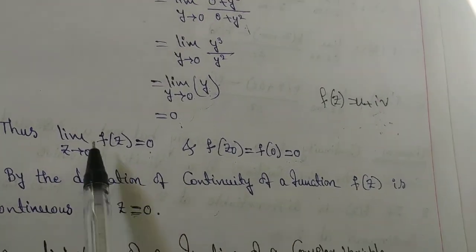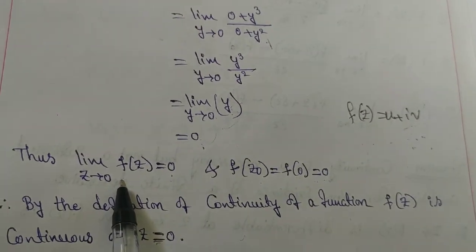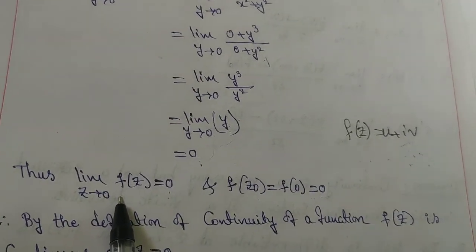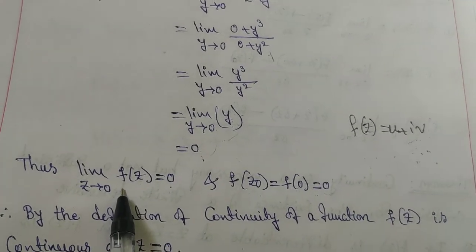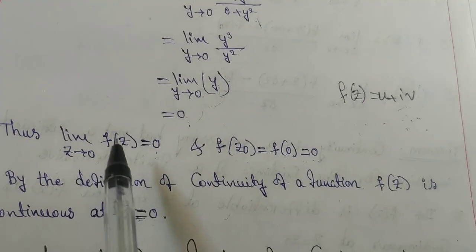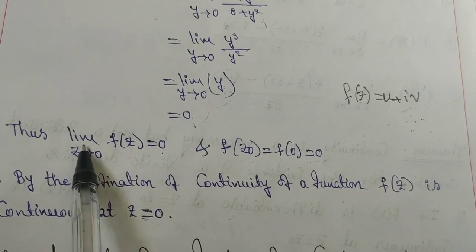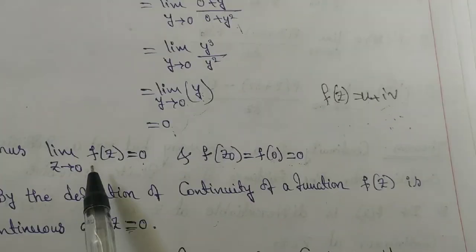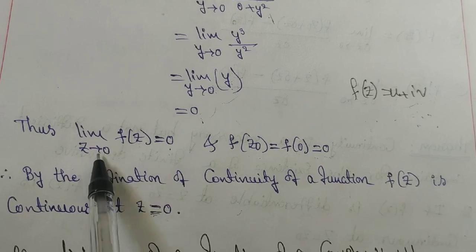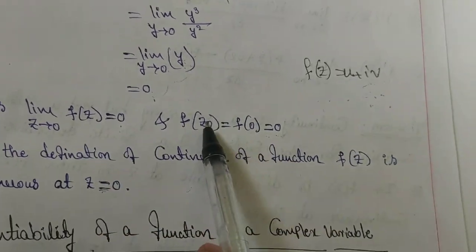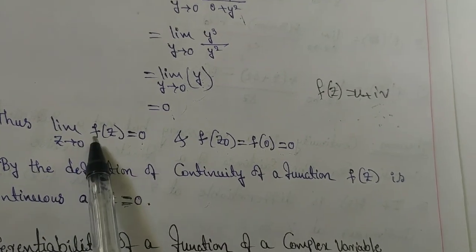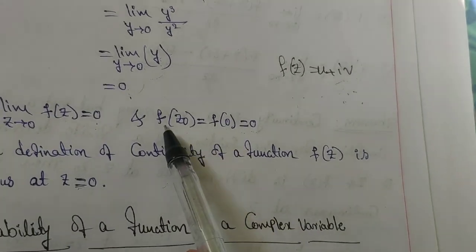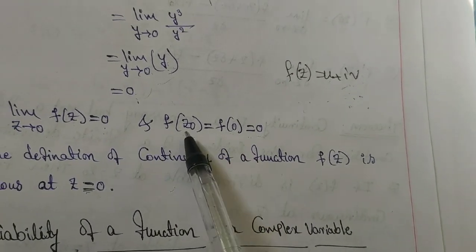Why did I write this? Because we have to show here that the function is continuous. That means we have to check the third point of the continuity definition. So I am checking the continuity definition: limit z tends to 0 of f of z, and also f of z naught. See, the first condition is satisfied. The LHS is satisfied. What is the RHS of continuity? f of z naught. We have to check here.